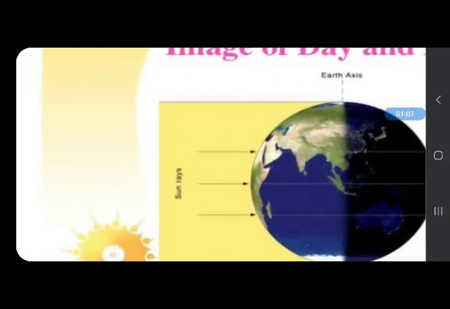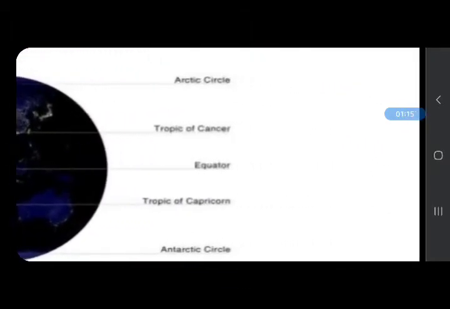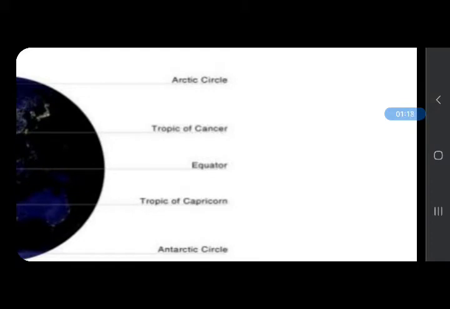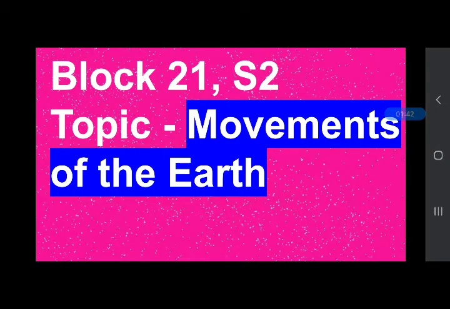This part is facing the sun. So this part of the earth would have day and this part is away from the sun and is not facing the sun, or we can say sun rays are not reaching this part of the earth. So this part would have night. In this way, day and night are caused because of the movement of the earth, which is rotation. And today we will learn about movements of the earth.